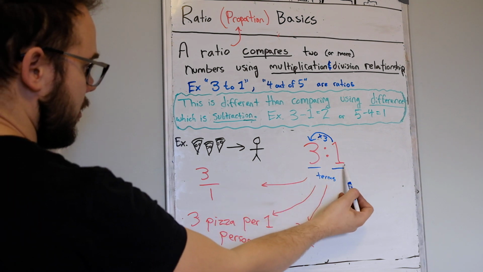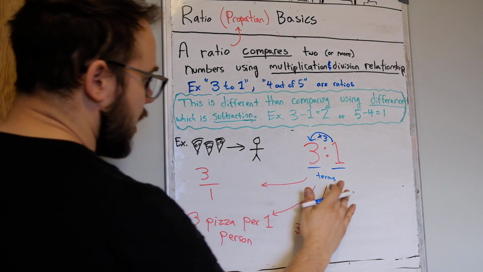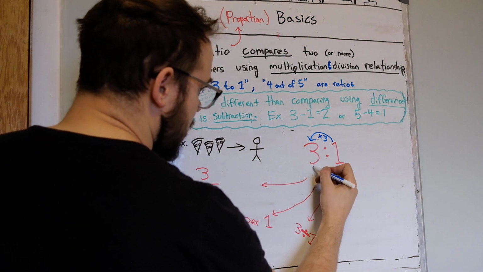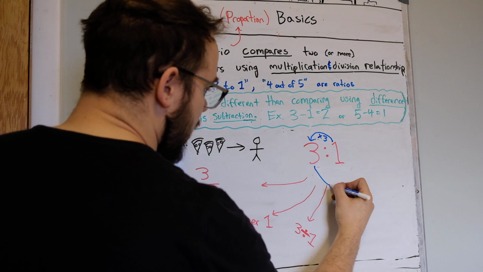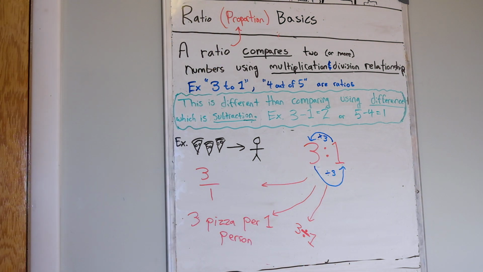If we start with 1, we go 1 times 3, and we would get 3. Similarly, if we start with the 3, we could divide by 3 to get to the second term. So this is sort of this linked idea where the 3 is bigger than the 1.